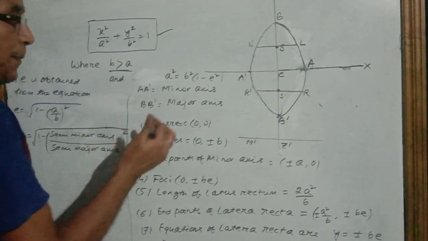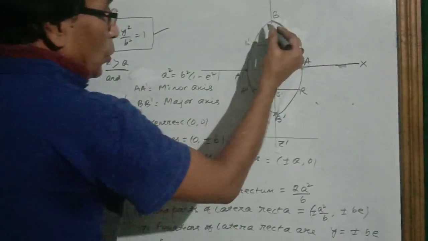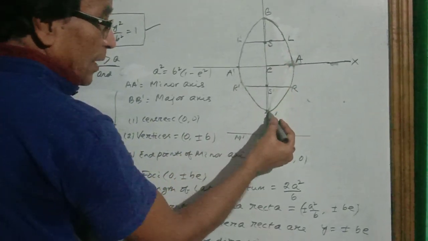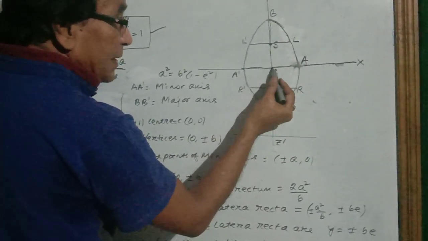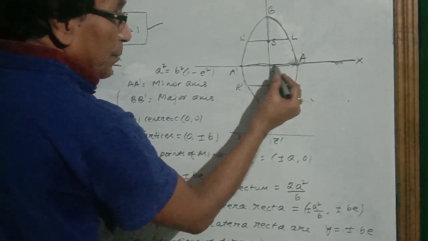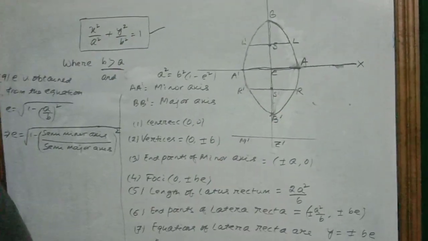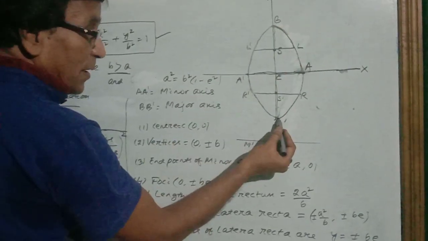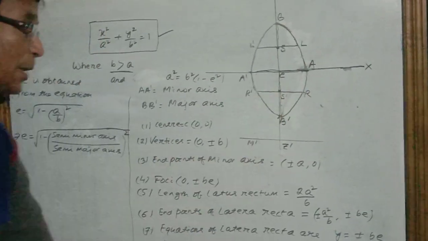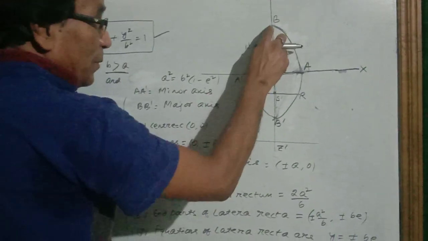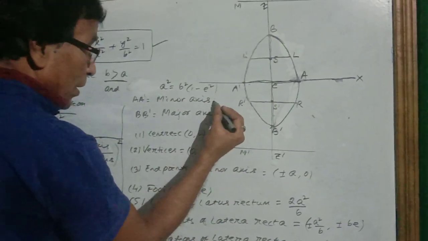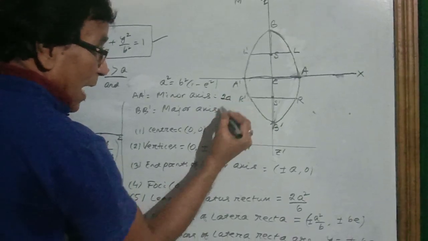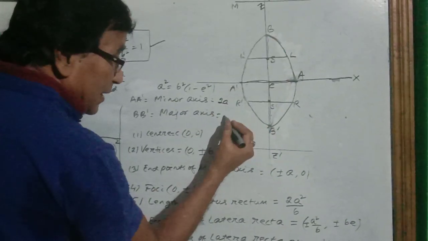That means here 2b is the major axis and 2a is the minor axis. So here b is greater than a, means B B dash is the major axis, A A dash is the minor axis. So the length of the minor axis is 2a and the length of the major axis is 2b.